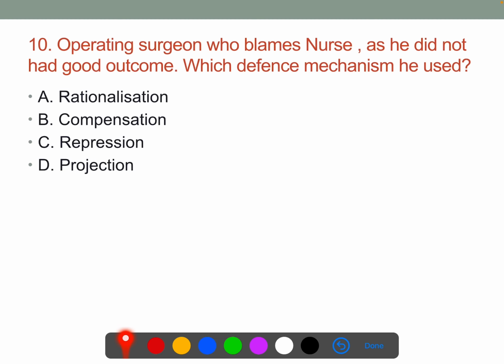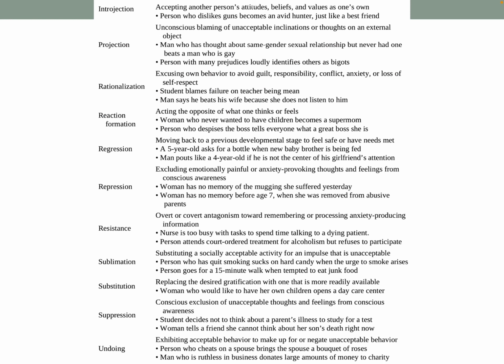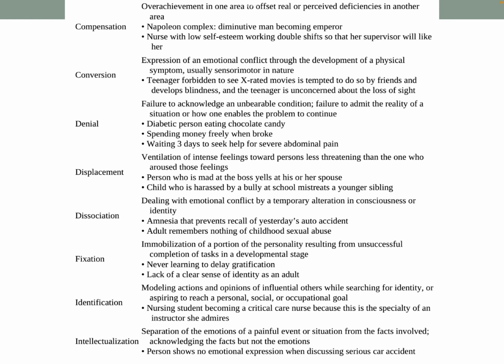So please remember that. An operating surgeon blames the nurse because he did not have a good outcome. Which defense mechanism is used? Rationalization, compensation, repression, projection. Yes, we project things onto the nurse, so it is projection. These are the common mechanisms. Please take a screenshot and read it properly. This will help you for the exam. Please.